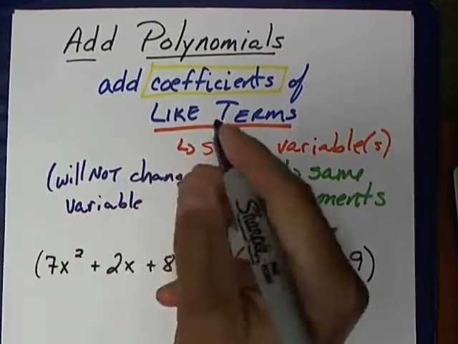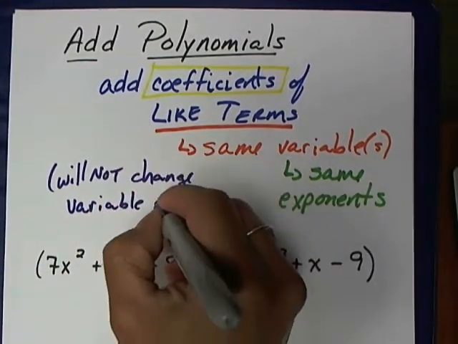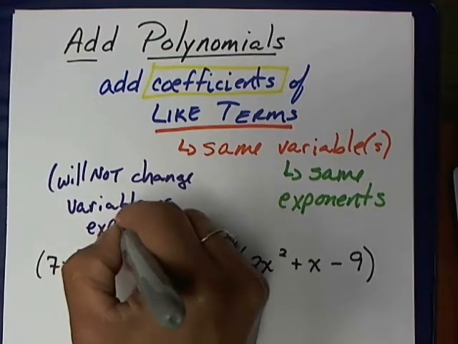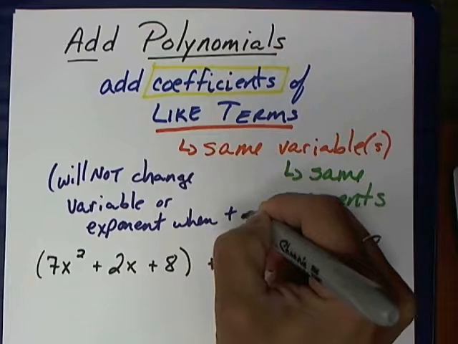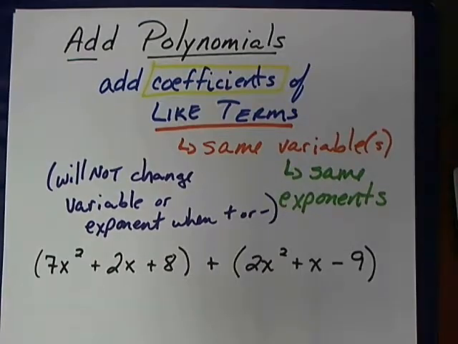When adding like terms, the same thing will happen for subtracting. So we're going to do all this work to combine like terms. We don't change the variable or the exponent. That is what makes them like. We only add or subtract the coefficients, or the numbers in front of those.